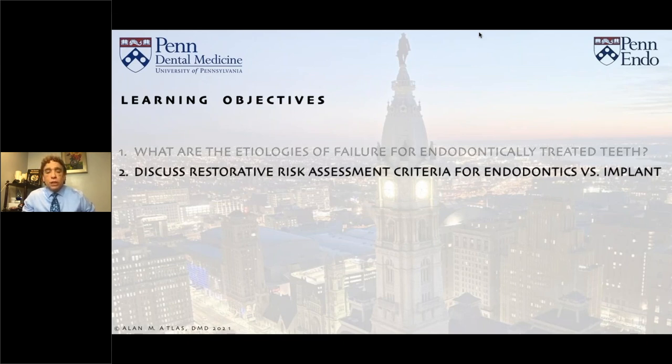We're going to discuss risk assessments. Risk assessments are very important to understand when making the determination of whether you're going to save a tooth or place an implant. And again, my objective as a clinical dentist, as well as a researcher and a teacher, is always to try to save the tooth first.